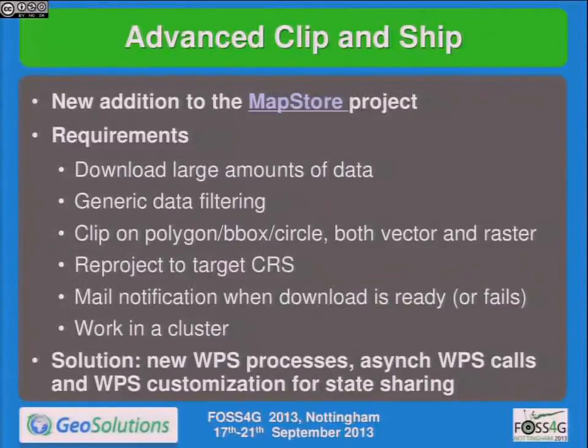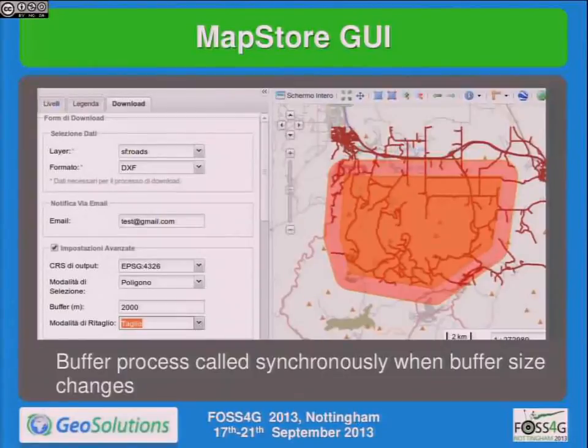The user can draw a polygon. Let me see. Yeah, this is the user interface. The user can draw a polygon. It can ask for a buffer around the polygon if necessary to enlarge the polygon that was drawn, or it can select data from a polygon layer. So maybe I'm downloading by province or by county, and I can select the county instead of having to draw the exact contour of it.